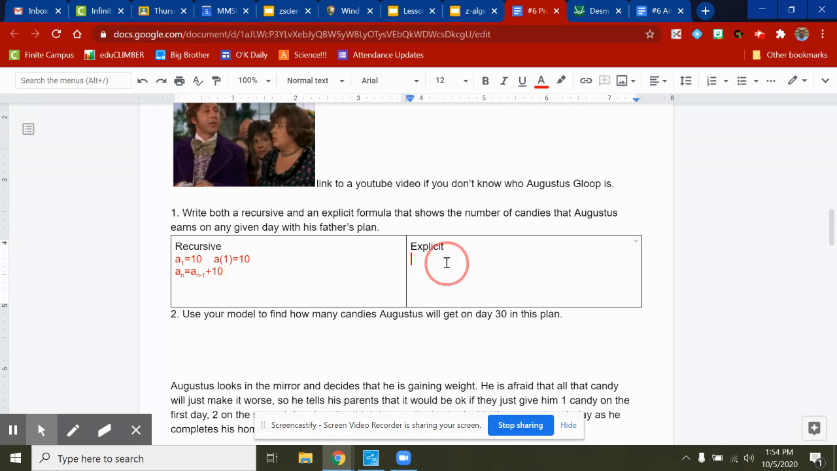Then for my explicit equation, any number in my sequence, a sub n, equals 10 plus, and I'm adding 10 n minus 1 times. If you do some distributive property, you multiply in the 10 and subtract, and this just equals 10n. So 10 times the number of days. To figure out how many he had on day 30, that would just be 10 times 30, which is 300 candies. Not a bad deal for doing your homework.